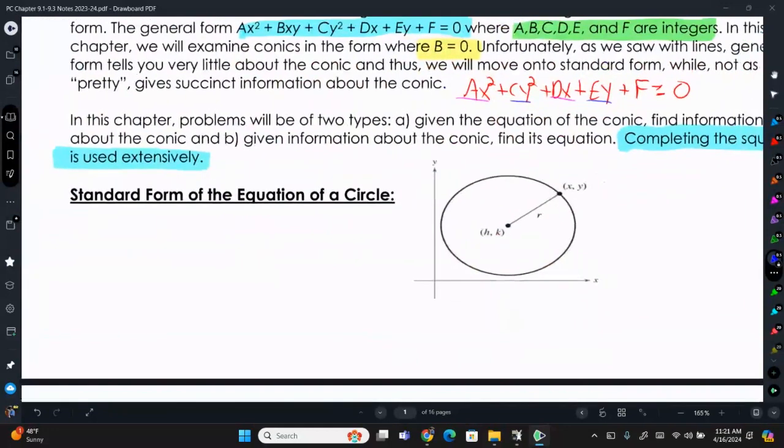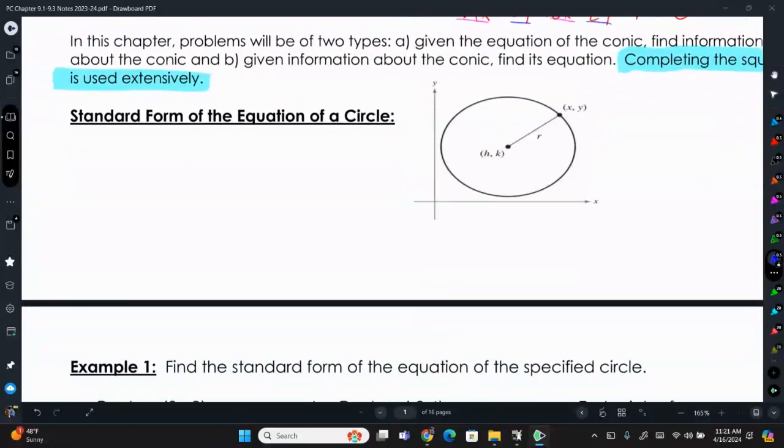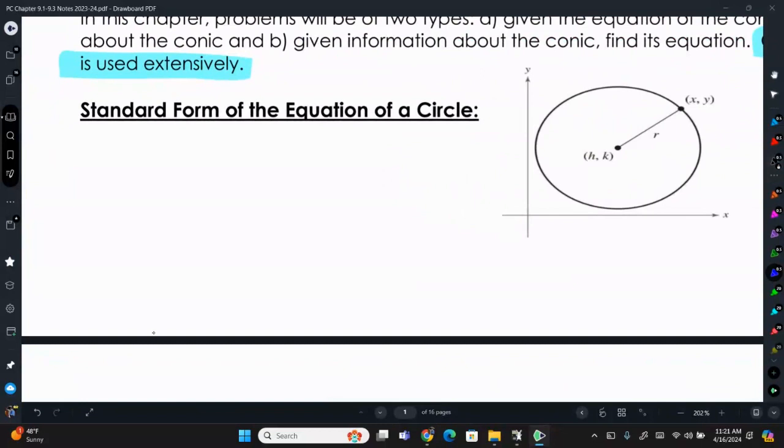So the first one we're going to talk about is a circle, because we talked about circles in geometry class. We talked about circles in Algebra 2. So this will be a good review of that and then bringing it forward to other conics. So the standard form of the equation of a circle is x minus h squared plus y minus k squared equals r squared.